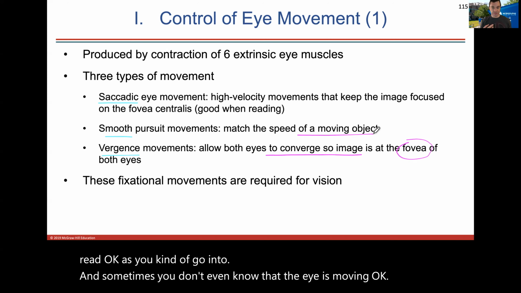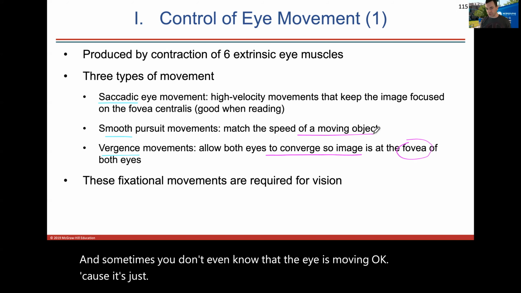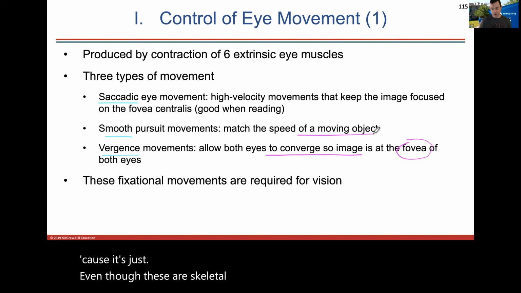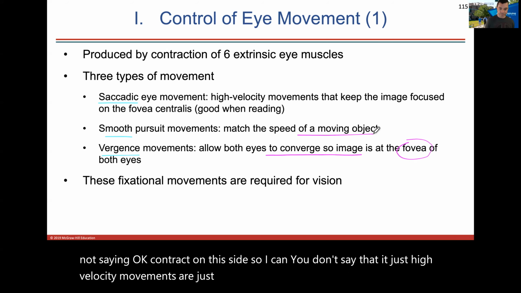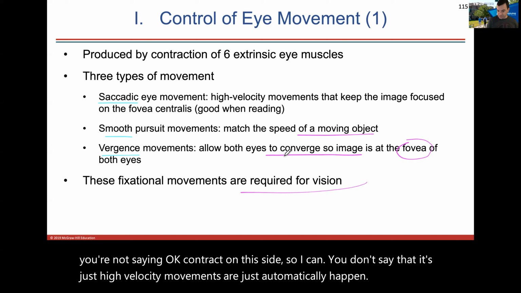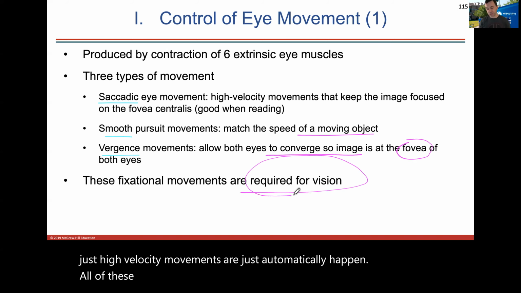Even though these are skeletal muscles, and you know how to read left to right, you're not saying, okay, contract on this side so I can, you don't say that. It's just high velocity movements that automatically happen. All of these are required for normal vision to occur properly.